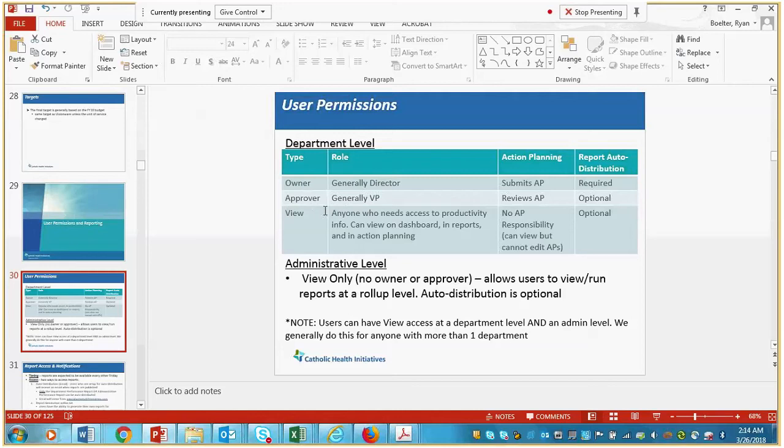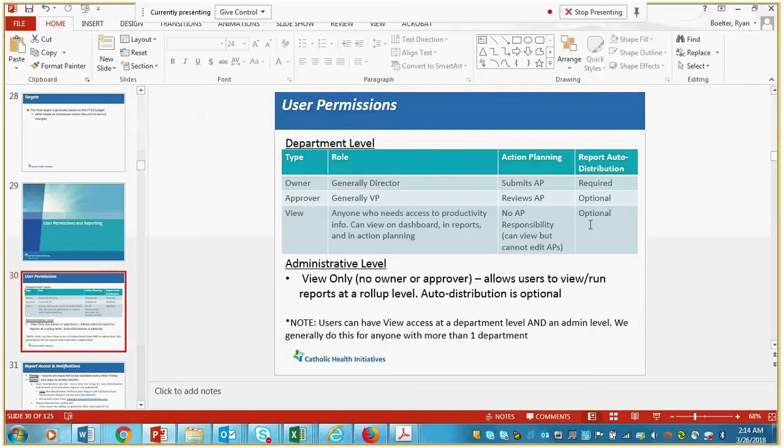That means on your dashboard you can see the department, you can see it in reports, you can see it in action planning, but you would not be able to submit or approve an action plan. And you would be optional in terms of what you want to receive via email.